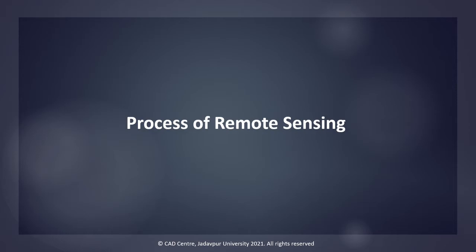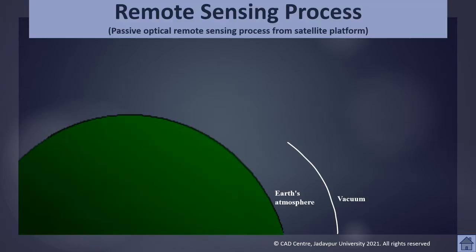Process of remote sensing. We have different processes of remote sensing based on the types of remote sensing. Remote sensing can be classified from different points of view, and accordingly their processes will also be different. However, the most widely used remote sensing process is the passive optical remote sensing.